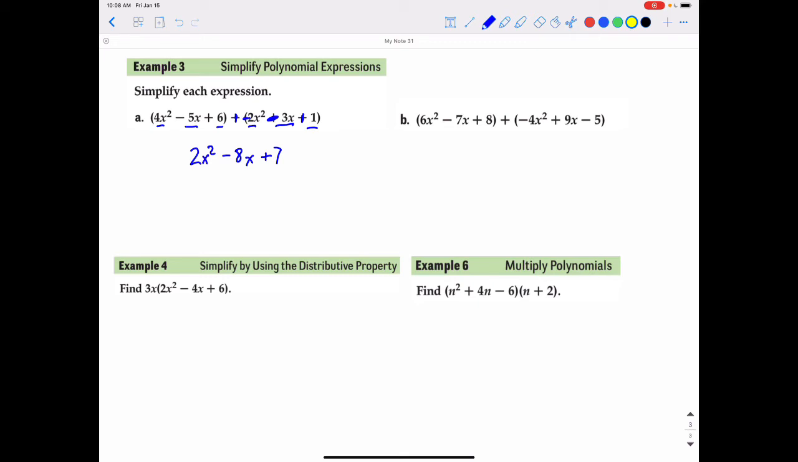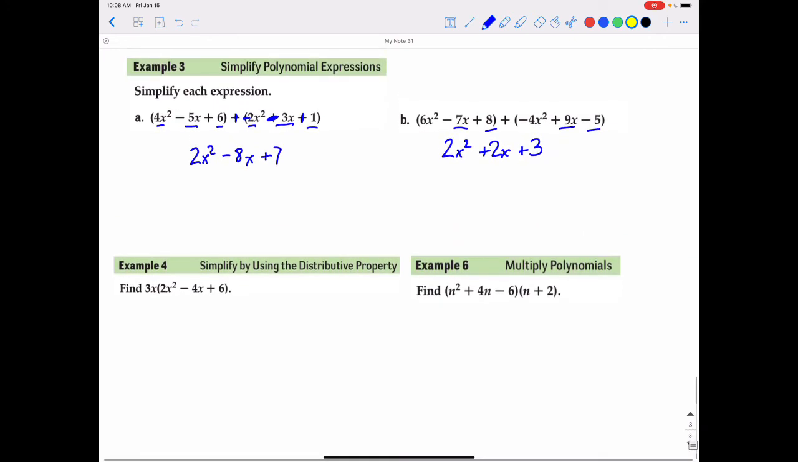This one's already addition, part B is, so we can just jump right into combining like terms. There's no signs to change. So 6x squared plus negative 4x squared would be 2x squared. Negative 7x and positive 9x would be positive 2x. And 8 plus negative 5 would be positive 3. So 2x squared plus 2x plus 3.